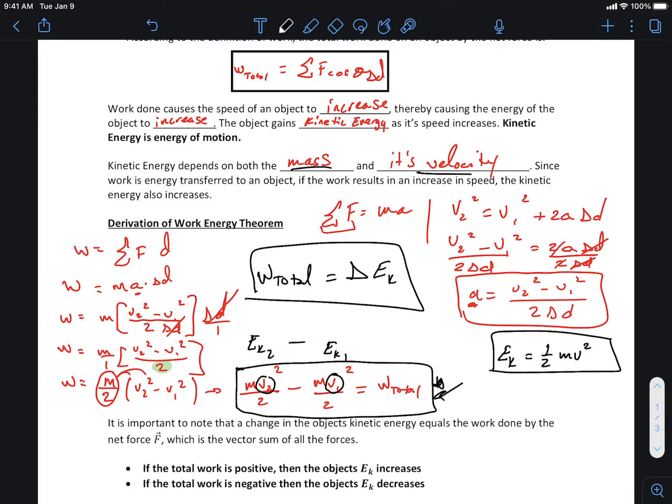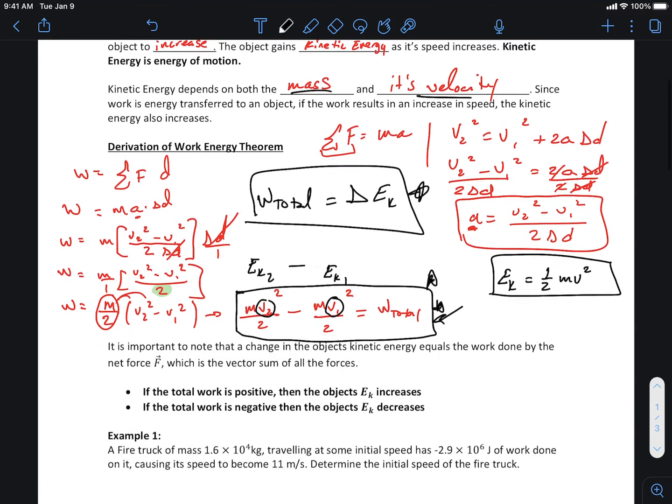Does anybody have any problems with all that? It's a lot, and I'm never going to ask you to duplicate that, right? But it's interesting to see where that comes from. Okay, because we can actually use these two. Okay, so let's go down.